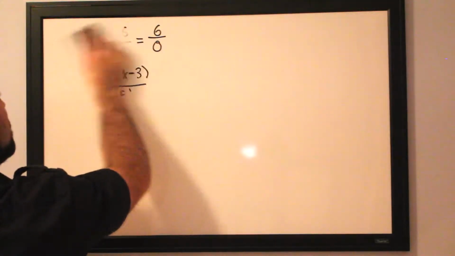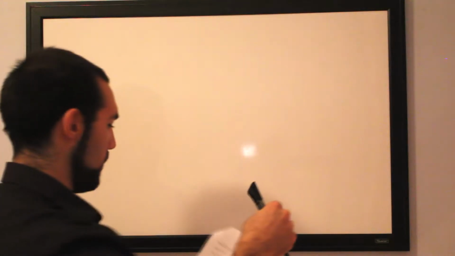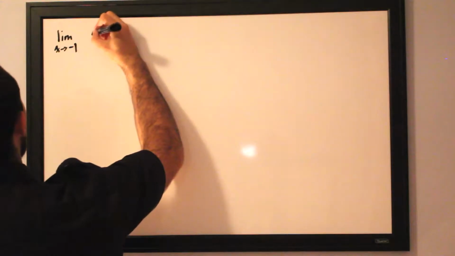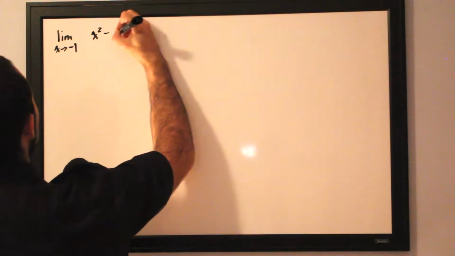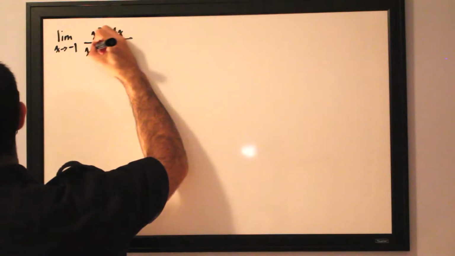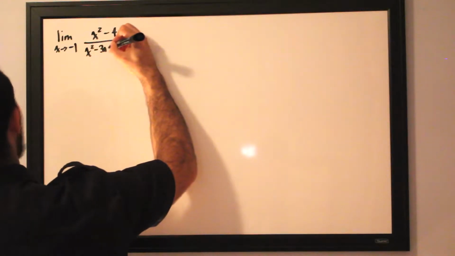And with that being said, we're going to move on to the next problem. We want to evaluate the limit as x approaches negative 1 for x squared minus 4x over x squared minus 3x minus 4.